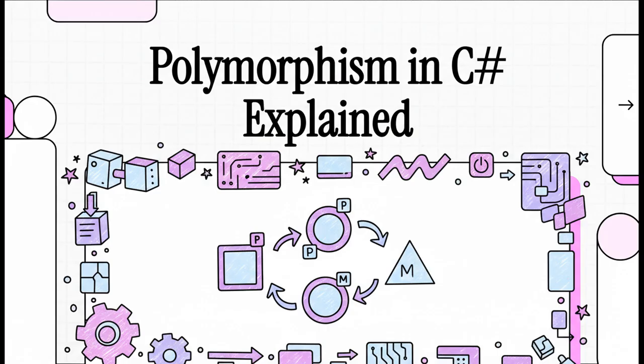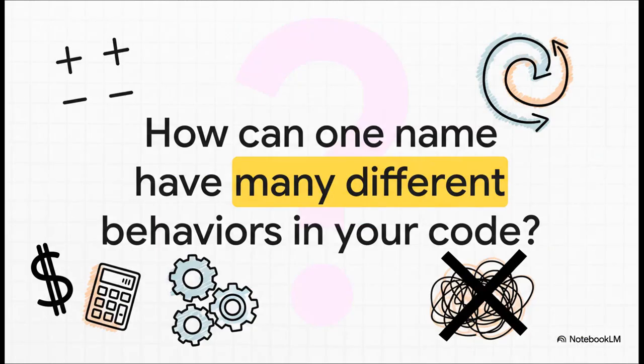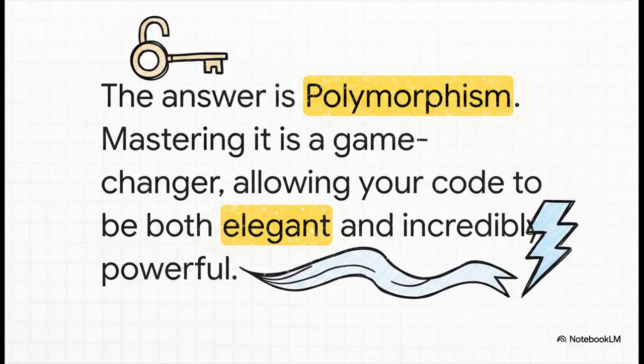Let's jump right in. So, let's kick things off with a question. How is it possible for one single name, let's say a method called calculate, to do a bunch of different things? Like one minute it's doing addition, the next it's doing subtraction, maybe even some super complex financial logic, all without you having to write a giant, messy if statement. How does that work? Well, the answer, as you probably guessed, is polymorphism.